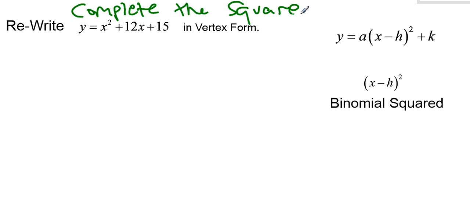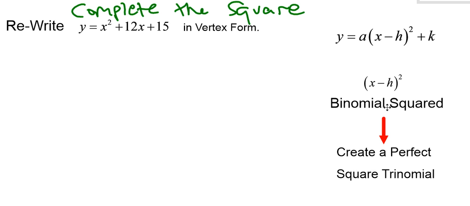So in order to complete the square, we're going to write in vertex form. Again, this is what vertex form looks like. And vertex form has the most important piece, this binomial squared. And now we know that a binomial squared means we need to create a perfect square trinomial, because if we have a perfect square trinomial, we can factor it and it'll look like this.